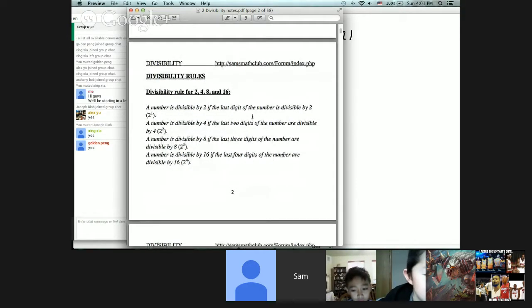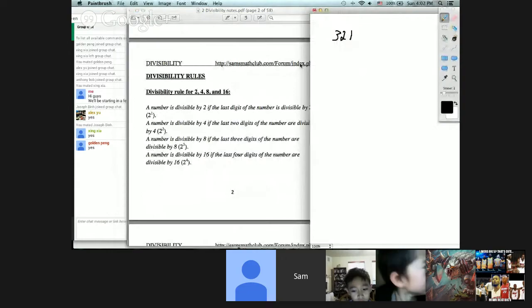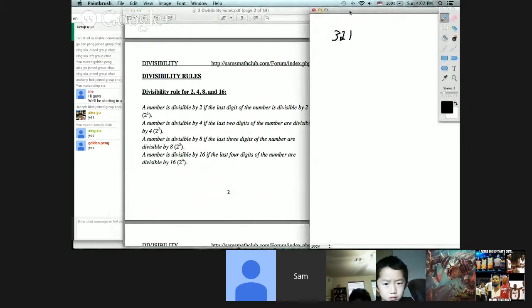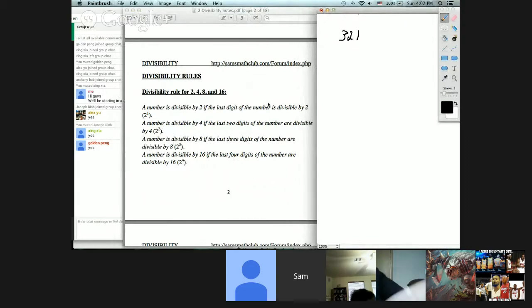Okay, so here are a few quick divisibility rule tips that are really helpful in MATHCOUNTS and AMC, etc. The first one might be one of the easier ones. It's the divisibility rule for 2, 4, 8, and 16. These numbers are all powers of 2. For example, a number is divisible by 2 if the last digit is divisible by 2. We know 2 equals 2 to the power 1, so you look at the last digit.